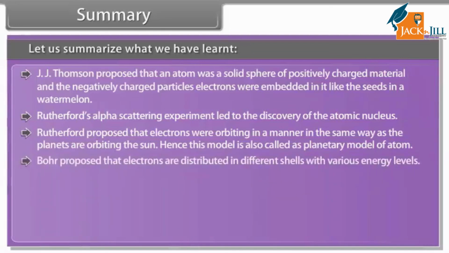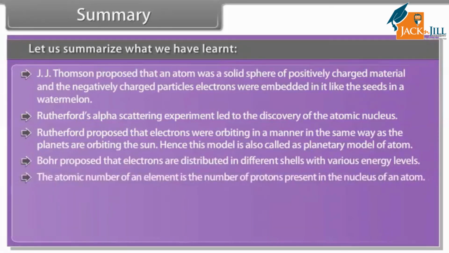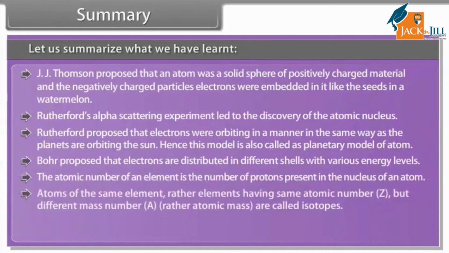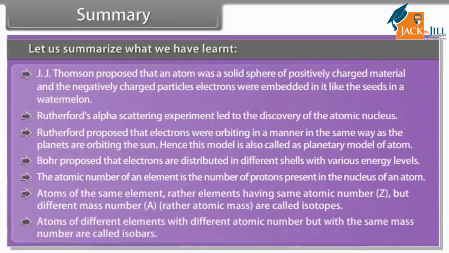Bohr proposed that electrons are distributed in different shells with various energy levels. The atomic number of an element is the number of protons present in the nucleus of an atom. Atoms of the same element, rather elements having the same atomic number Z but different mass number A, rather atomic mass, are called isotopes. Atoms of different elements with different atomic numbers but with the same mass number are called isobars.